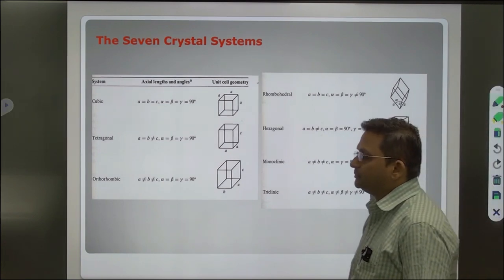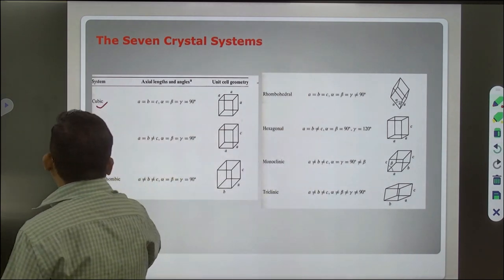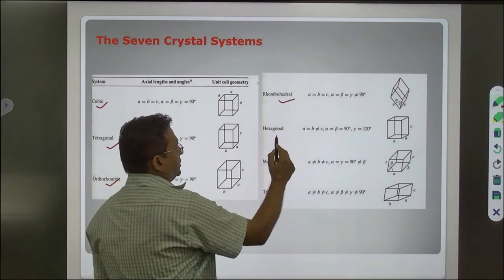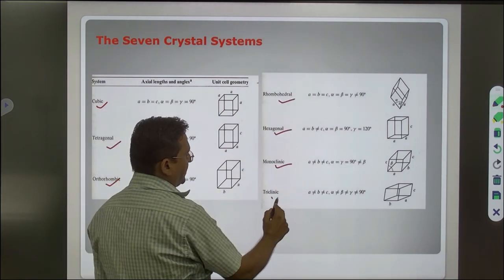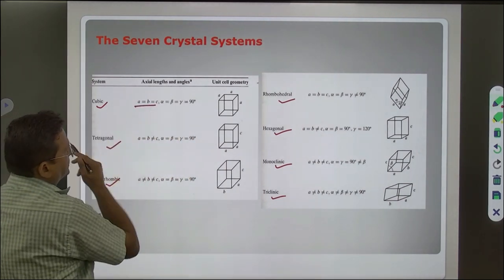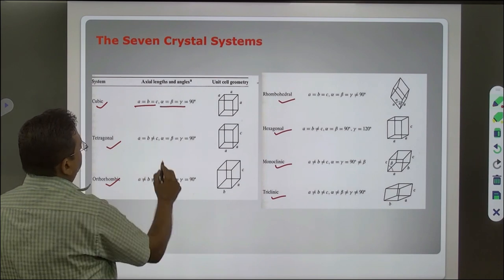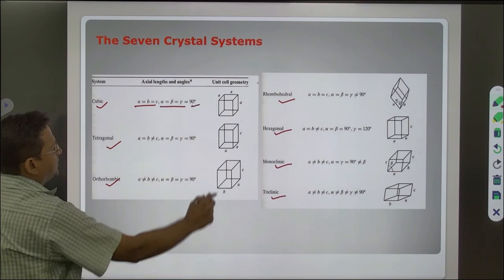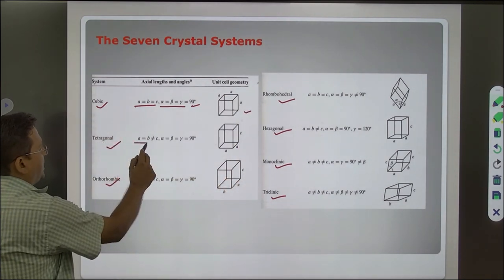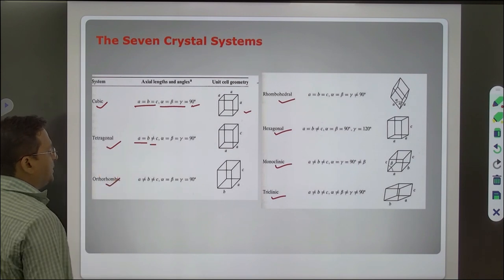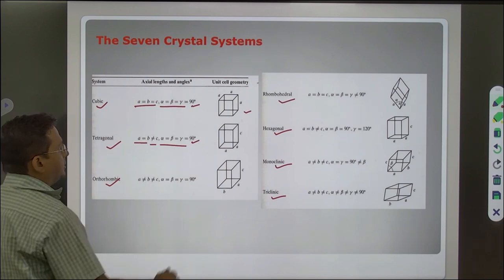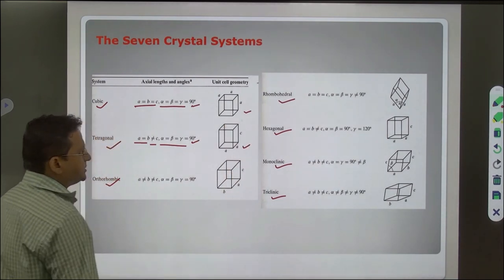There are seven crystal systems: cubic, tetragonal, orthorhombic, rhombohedral, hexagonal, monoclinic and triclinic. In cubic, A, B, C are the same, and alpha, beta, gamma angles are 90 degrees. This is the unit cell geometry. In tetragonal, A and B are the same but C is not the same, and alpha, beta, gamma are 90 degree angles. The unit cell geometry is this.